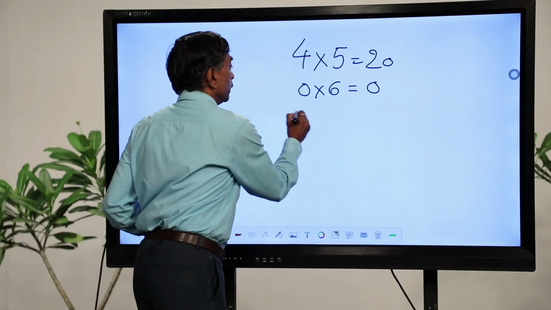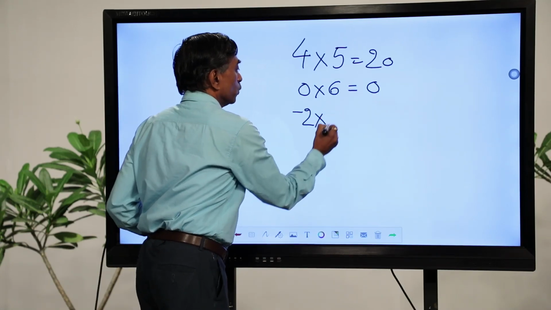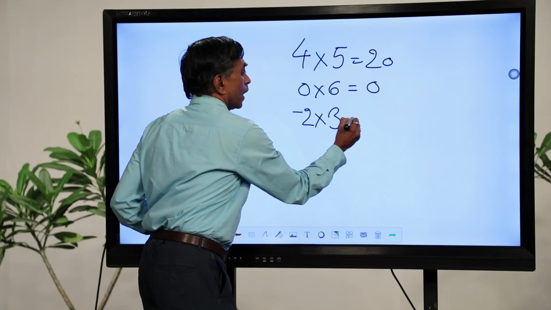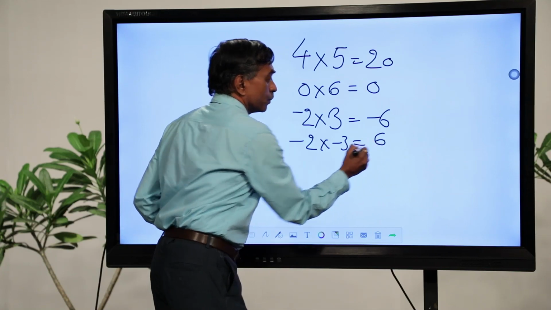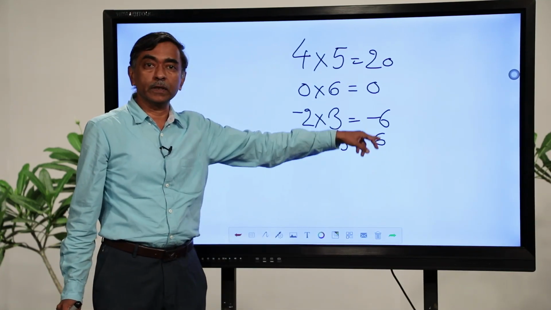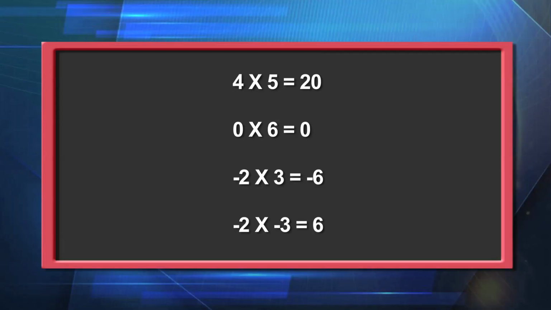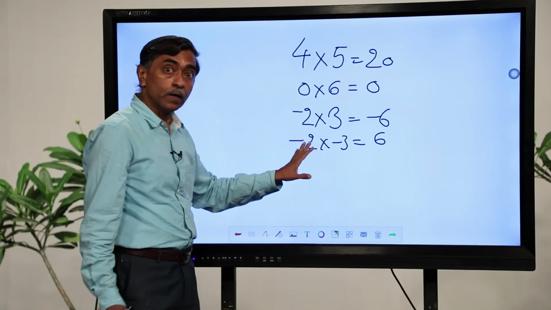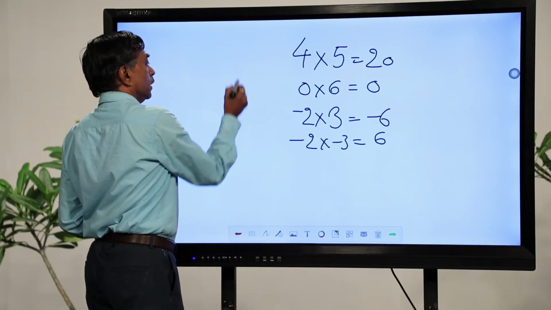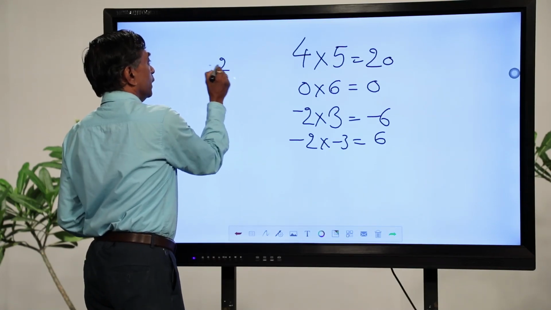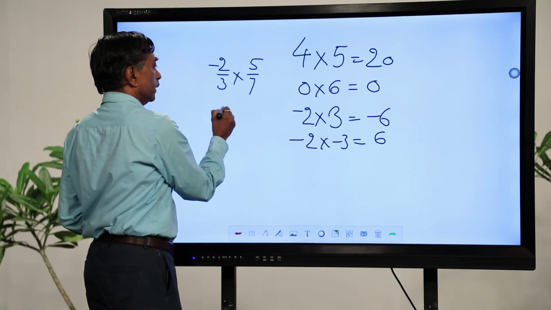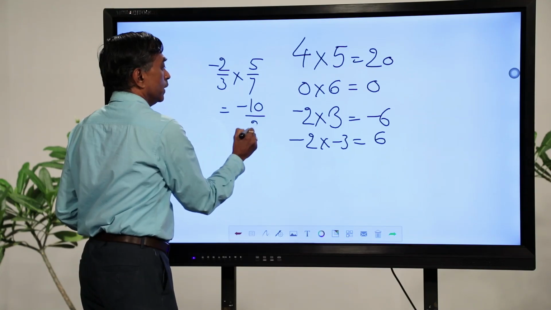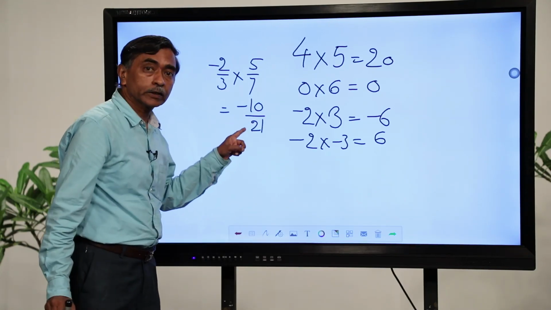Similarly, the integers also: if I multiply these two integers, minus 2 multiplied by say plus 3, I get here minus 6, or minus 2 multiplied by minus 3, I get plus 6, again getting integers here. So, I can say that under the operation of multiplication, the collection of integers is closed. Will it also happen for the rational numbers? You take any two rational numbers here, say minus 2 by 3 multiplied by 5 by 7. What do you get here? Minus 10 upon 21. This is again a rational number.